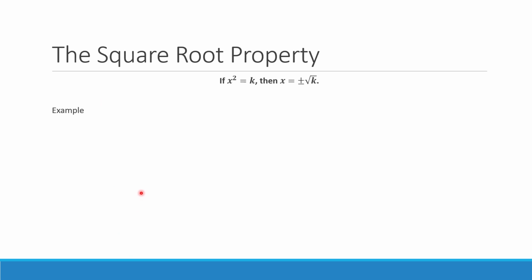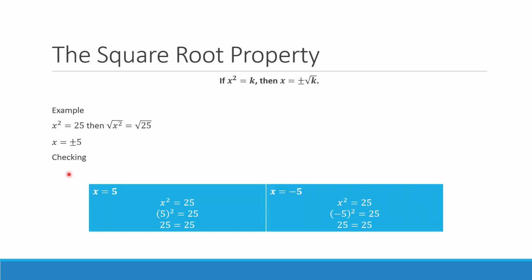As an example, in real numbers, we have x squared is equal to 25. Then we can get the square root of x squared is equal to the square root of 25. So we now have x equal to positive or negative 5, or plus minus 5. When we do the checking, we have x equal to 5. Substituting it into the original equation, x squared is equal to 25, substituting 5, the answer is 25 is equal to 25.